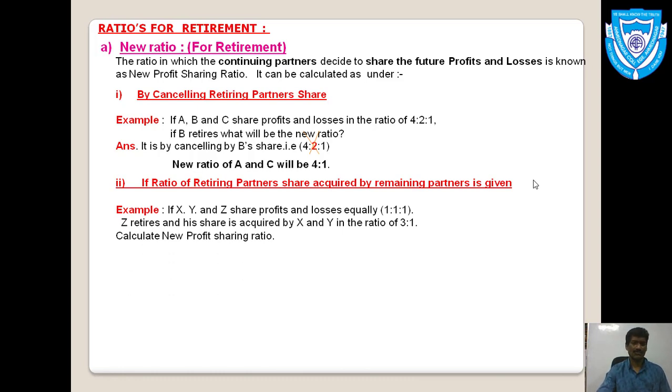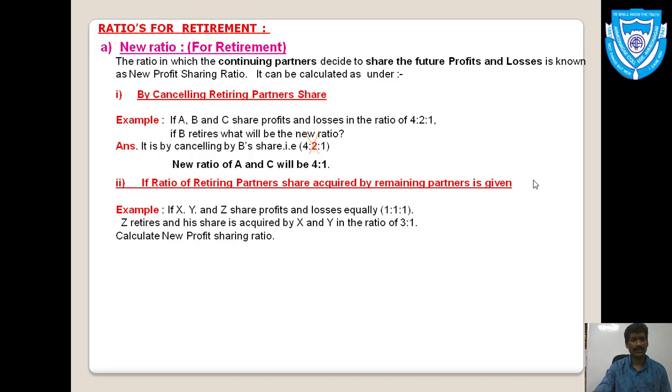If X, Y and Z share profits and losses equally, that is 1:1:1, and Z retires and his share is acquired by X and Y in the ratio of 3:1, calculate the new profit sharing ratio. आता मित्रांनो, इथे एक एक्झाम्पल आहे.